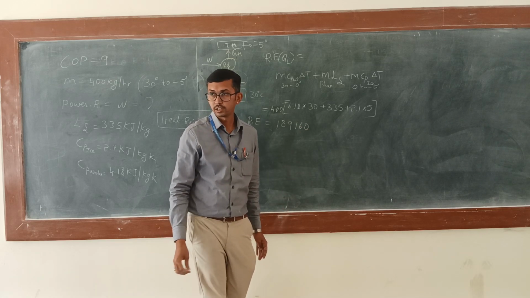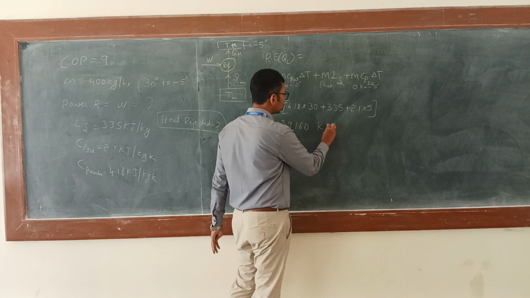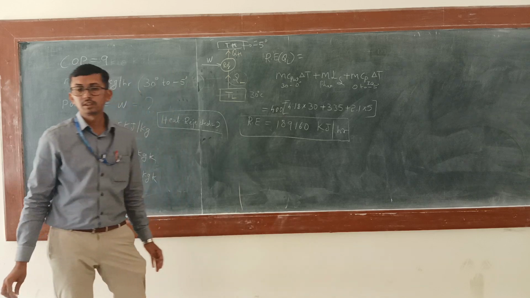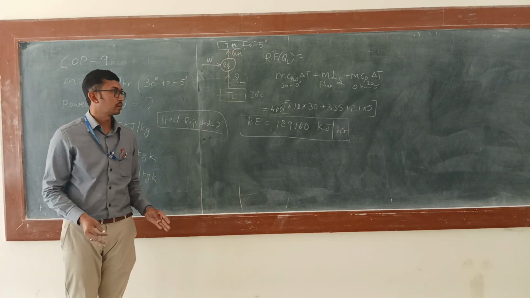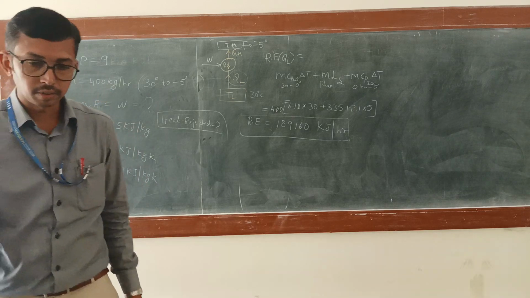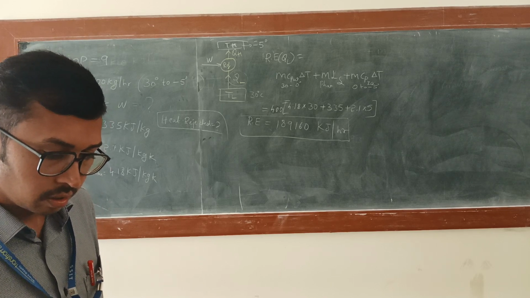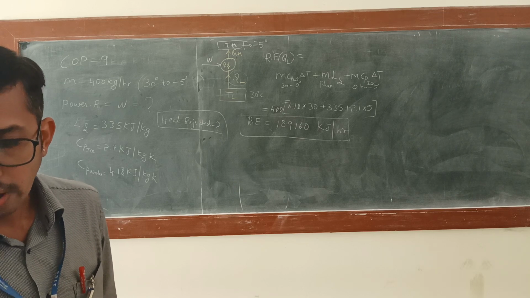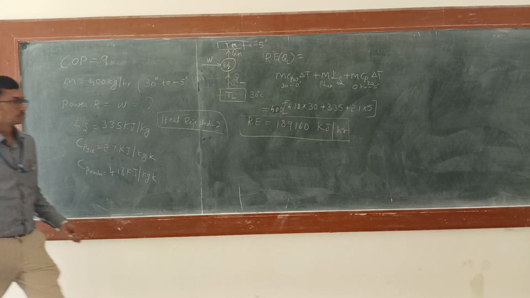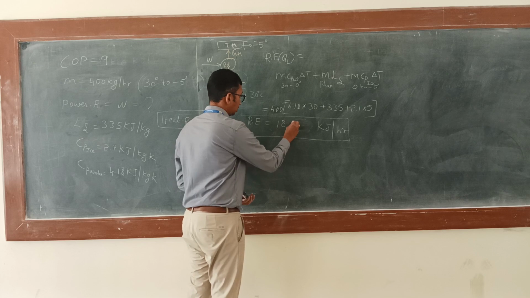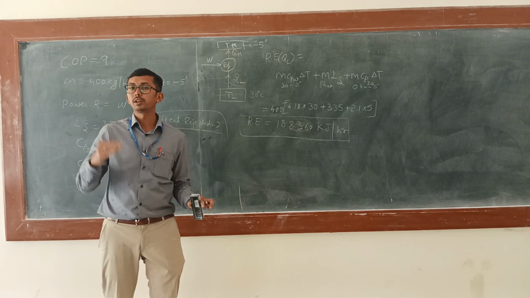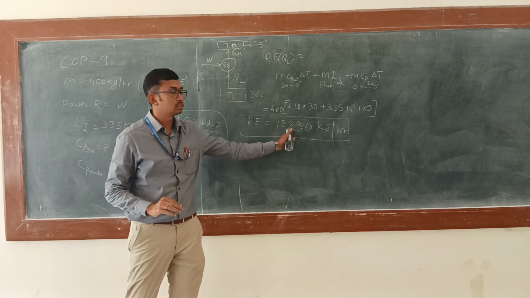What is the unit? Kilojoule per hour. Is it right? Kindly verify. Kindly use the calculators and check whether it is right or not. Let me verify the answer. Yes, 188,360. I am not using any calculators, I rely on your answers. So the refrigerating effect is this one.